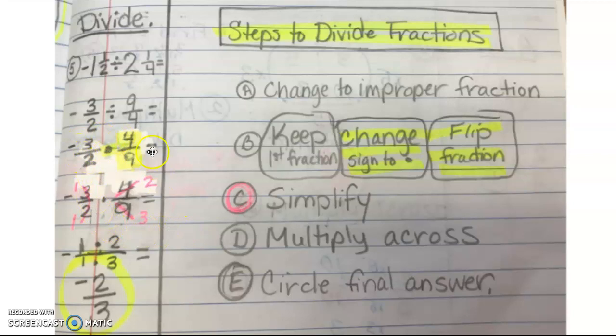And once I flip this second one, I then need to cross multiply. I need to cancel out, divide both sides by 3, and reduce, divide by 2, and reduce, simplifying. That leaves me with negative 1 times 2 over 1 times 3, which is negative 2/3. And of course, I circled my final answer.